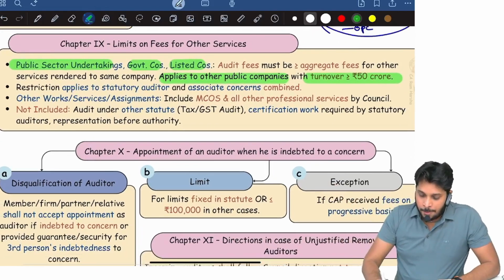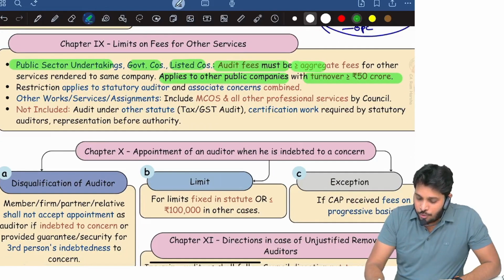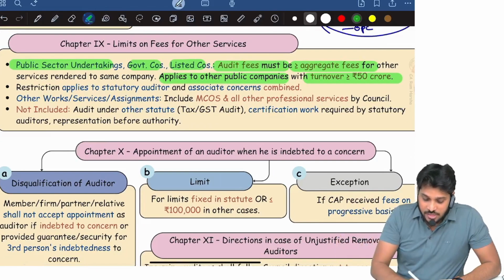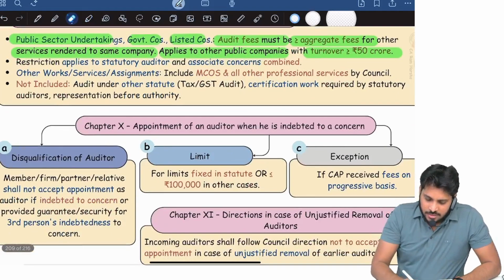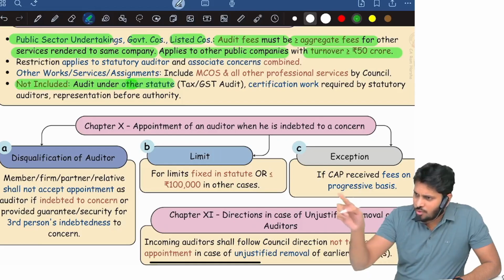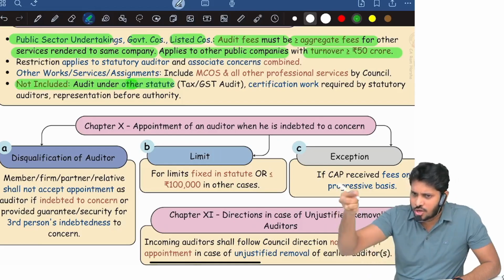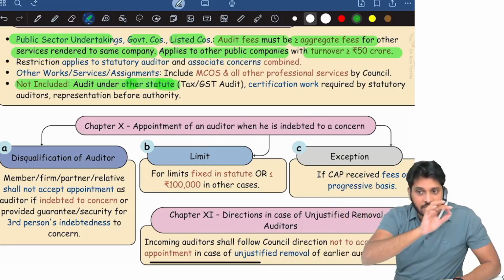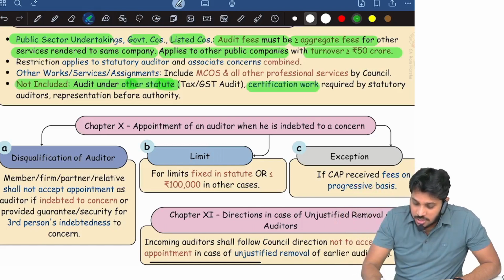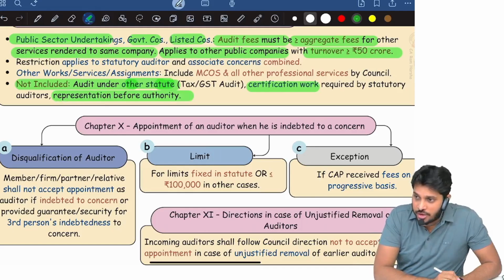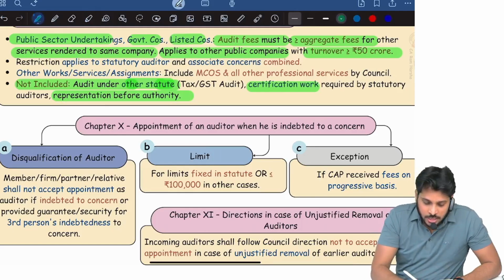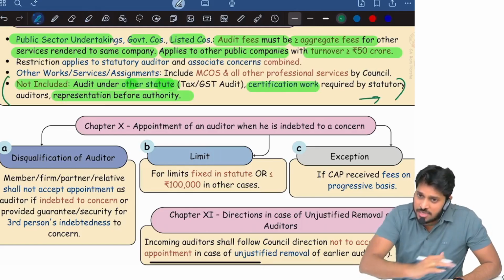That's it. So audit fees must be more than or equal to aggregate fees for other services rendered to the same company. By the way, remember, other services does not include what does not come under management consultancy and other services. Audit services will not come. Which audit? Stat audit. Stat audit will not come under MCOS. Certification work will not come under MCOS. Representation before authority will not come under MCOS, which means this fee can be charged to any extent, no problem at all.